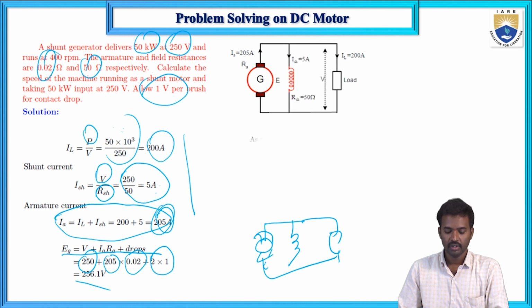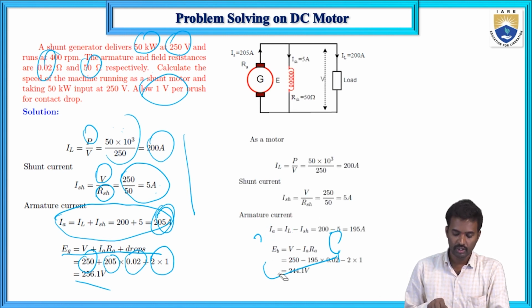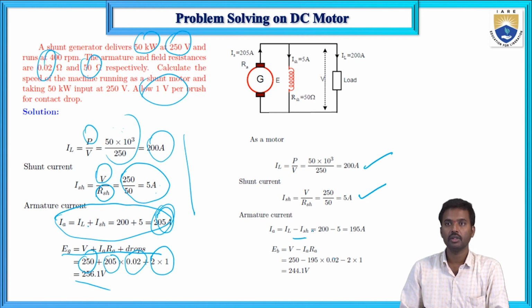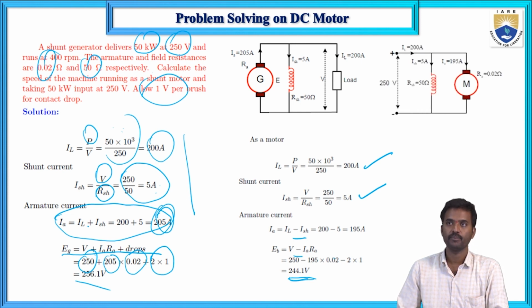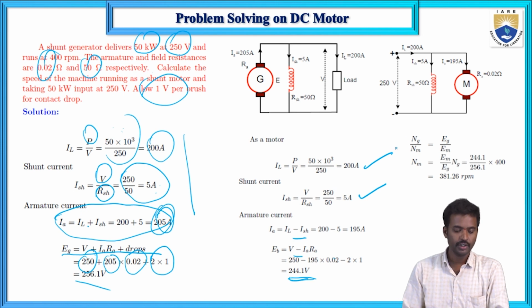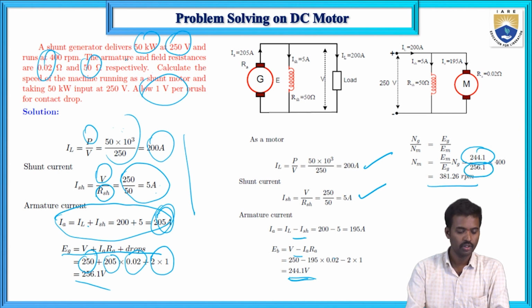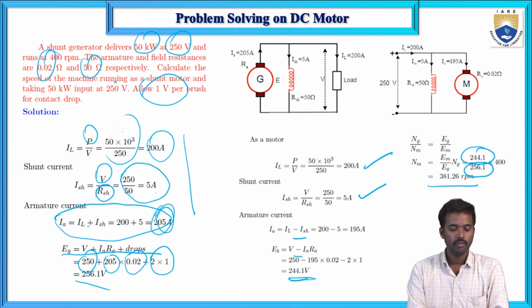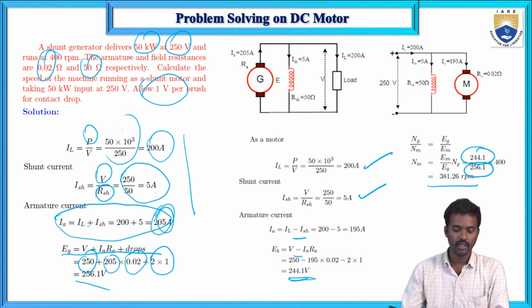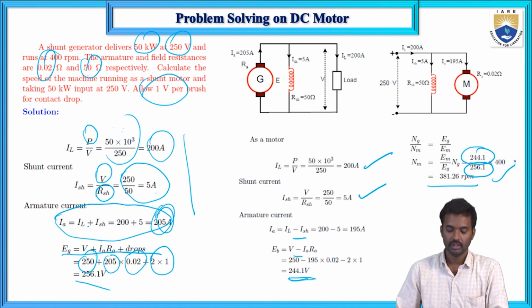Now if it is a DC motor, same thing, but here this is 200 and this one is the 5 amperes, and it is a plus for DC generator and minus for DC motor, and here this value is 244.1. And next the ratio is EG, 241 divided by 256.1. Now calculate the speed of the machine running as a motor and generator, and the ratio here is 381.6.